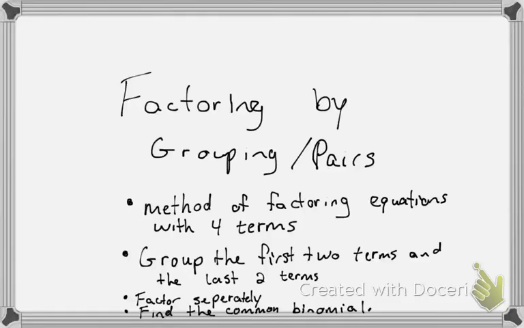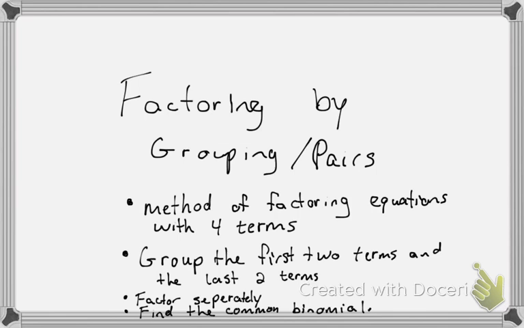Hello, today we're going to be covering factoring by grouping, and some people call this factoring in pairs. This is a method of factoring equations with four terms. We're going to group the first two terms together and the last two terms together. We're going to factor separately by looking for a greatest common factor, and then we're going to find the common binomial that they both have, and we're going to factor that. This is very similar to the very first day that we did factoring.